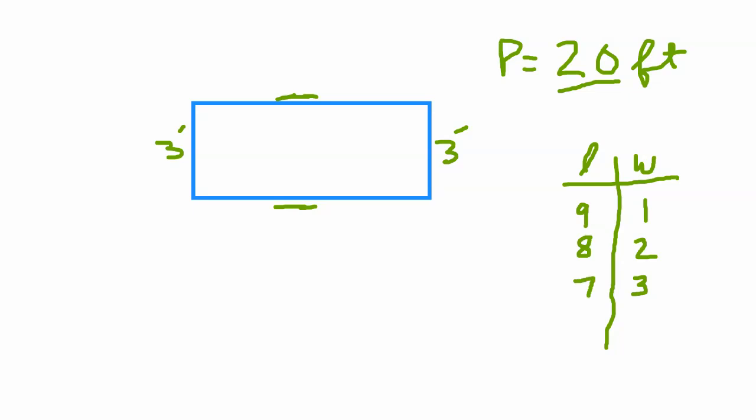And then what if our width is 4? 4 on 2 sides is going to be 8. Yep, you have to take off 8 for those 2 widths. So we have 12 left. So what would the length have to be? 12 divided by 2 is going to be 6.